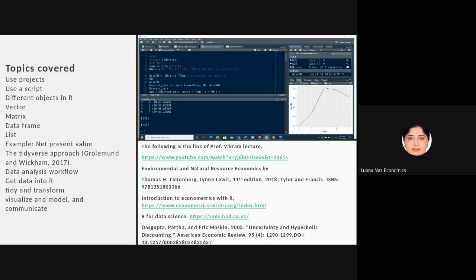Thank you, Deechen. I have put all the sources here which Dr. Vikram has shared with us to learn more about R. He has also taught us about the data analysis workflow, and that lecture was really interesting. If you go through his lecture of 1 hour and 36 minutes, you would learn how you can do more in R, like what the basic functions are which you can do in R.